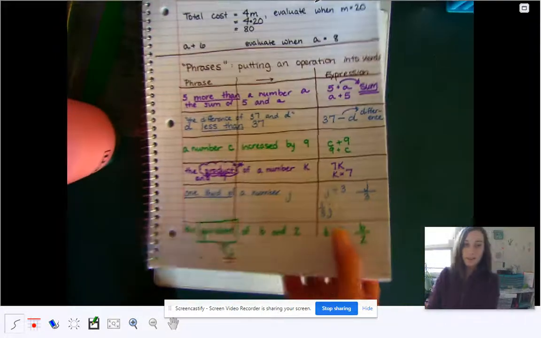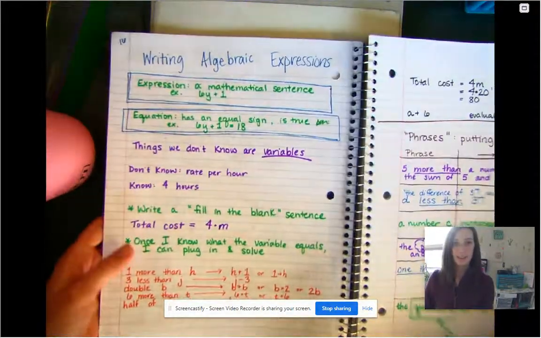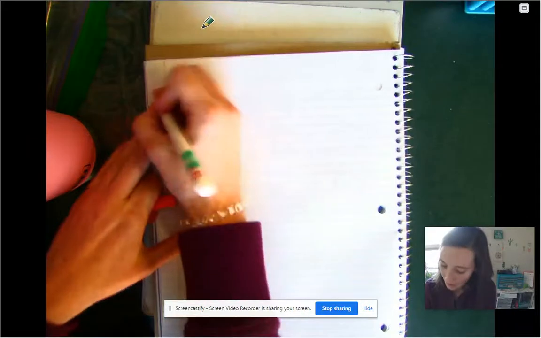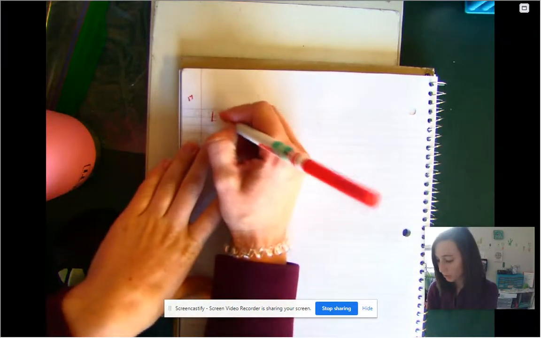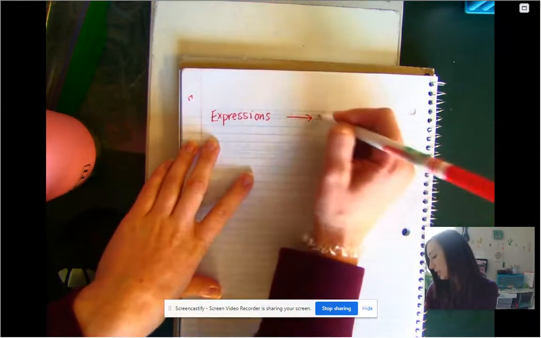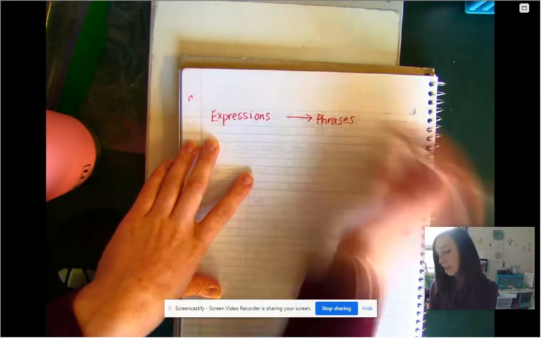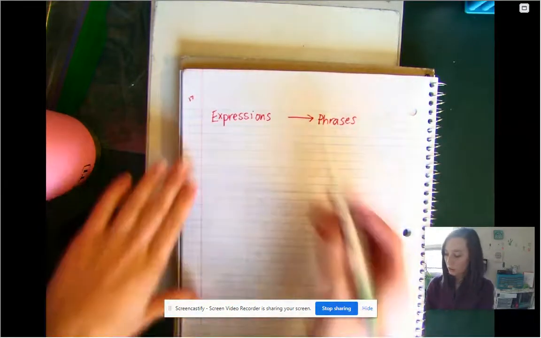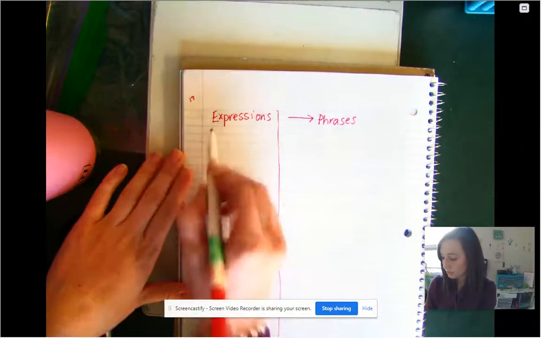Okay, so we are building on the notes we took yesterday. And we're going to title this next page, page 17, as, I don't know what we're going to title it yet. But I will tell you that the first thing we're going to do is, on the last page we went from phrases to expressions. This time we're going to go from expressions to phrases. So in this case, we're going to start with the numbers, with the mathematical sentence, and we're going to go to the point of writing it out in plain English.